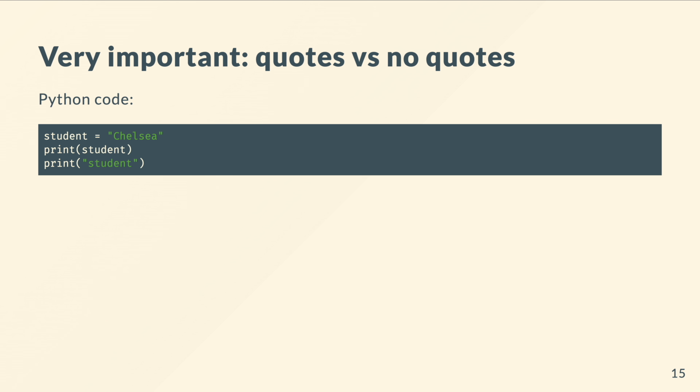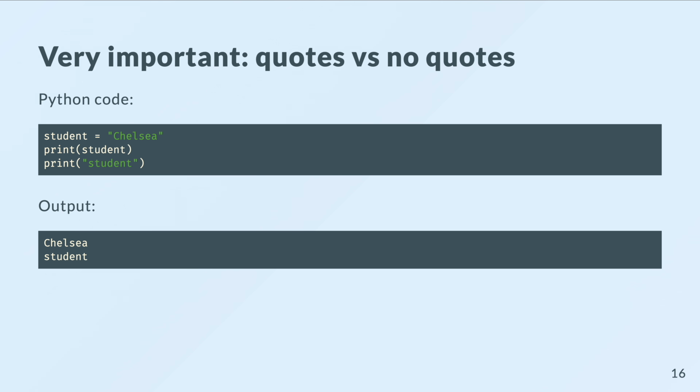Now, a very important idea, quotes versus no quotes. Student is a variable that stores Chelsea. First, we print student with no quotes. Then, we print the word student in quotes. Before you look at the output, try to predict what we'll print.